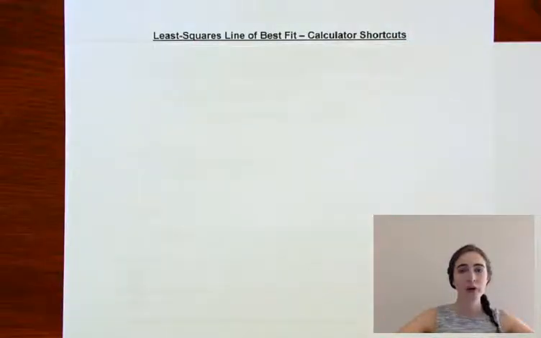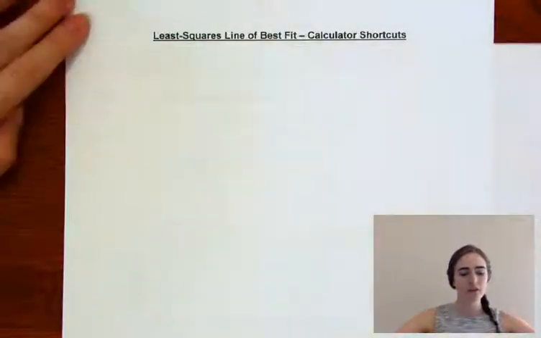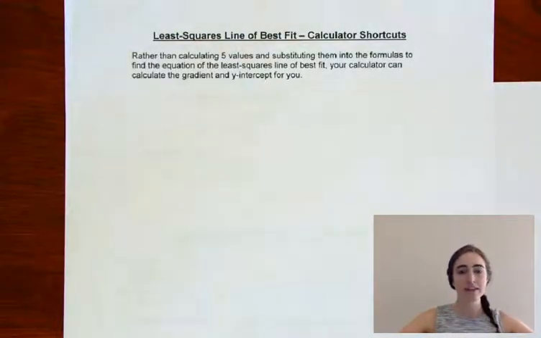In this video, I want to have a look at the least squares line of best fit again, but this time I want to have a look at some shortcuts on your calculator. So in the last video, we had to calculate 5 different values. We needed the correlation coefficient, the standard deviation of both sets of data, and the mean of both sets of data as well, and then we had to plug it all into our formulas.